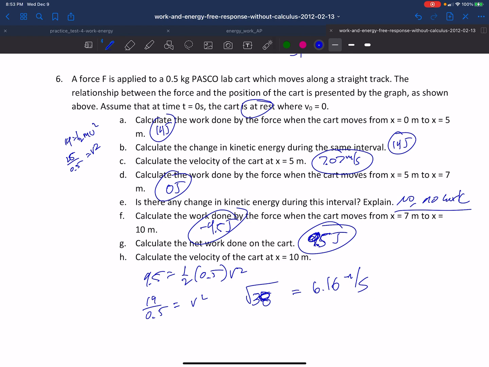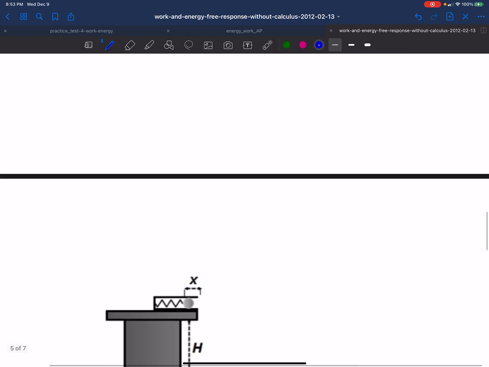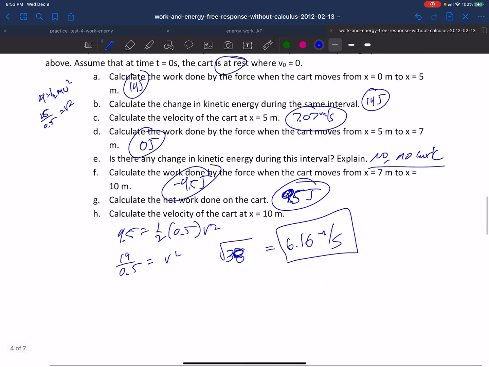Okay. So that is how we would do this question right here. I believe I had 6.9. Oh, you know what? I was thinking of problem 8. Okay, so we're okay. 6.16. Sorry about that.